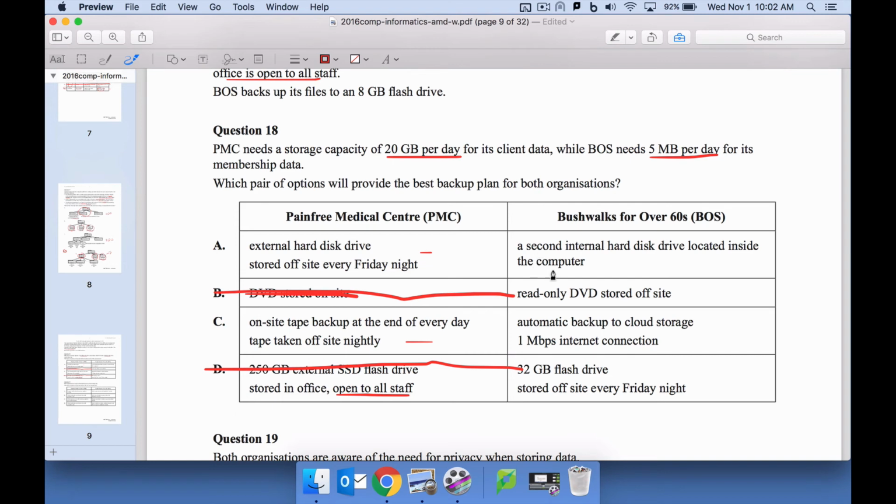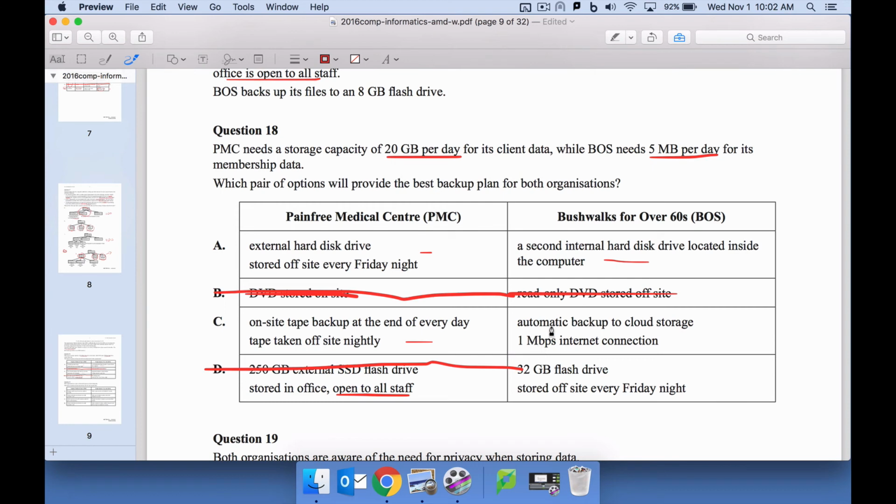Let's go and try and read the BOS side. A second, remember that they only need 5 megabytes per day. A second internal hard disk drive located inside the computer. Maybe, probably not. For 5 megabytes a day, you probably don't need that. It's not very secure either. It doesn't talk about anything about taking it off-site or locking that computer or having sort of restricted access on that computer. It's definitely not this one, read-only DVD. Definitely not.